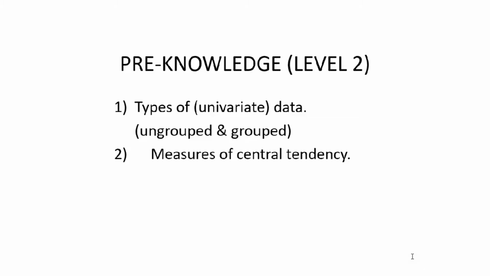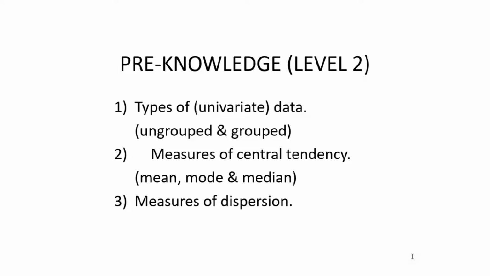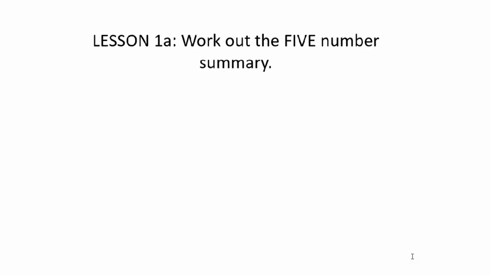Then at level 2 we also talked about measures of central tendency, which are the mean, sometimes also called the average, the mode, and the median. We also discussed the measures of dispersion, which include the range, the lower quartile, the middle quartile or the median, the upper quartile, the interquartile range, and the percentiles. In the first part of our lesson, we are going to work out a 5-number summary.